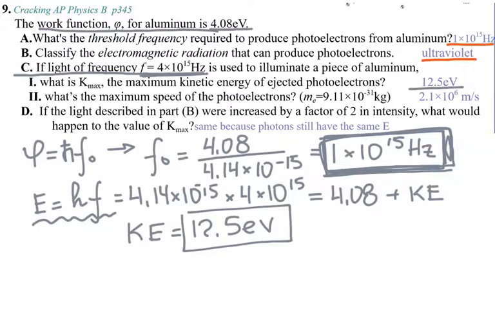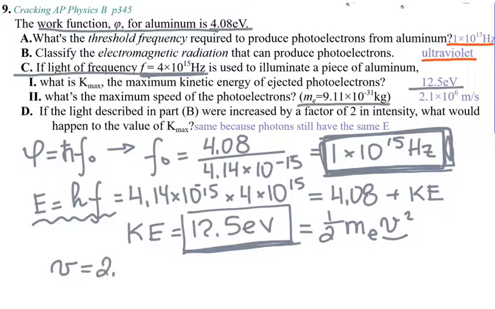For the second part, they ask what is the maximum speed of the photoelectrons, and the mass of the electron is given. So if this is the kinetic energy, then I have 1/2 m of the electron v squared. If I plug in the mass of the electron, and I already know the energy of those electrons, I can find the speed. So the speed will be equal to 2.1 times 10 to the 6 meters per second.